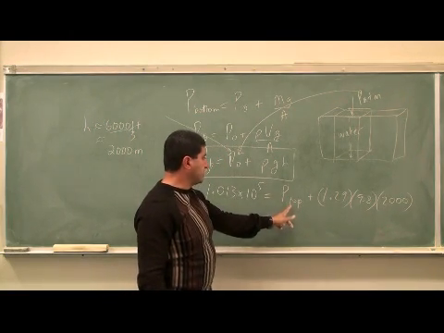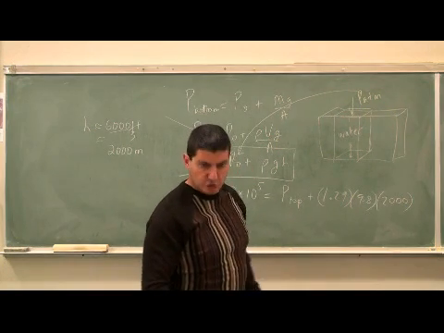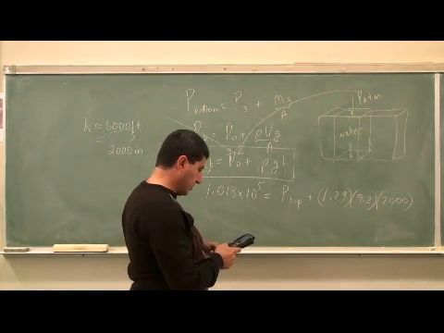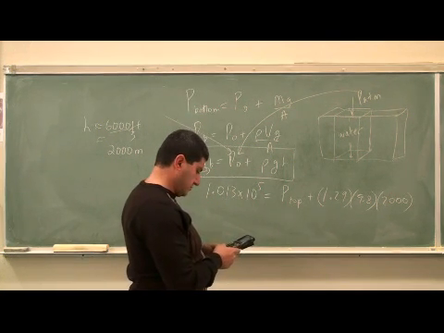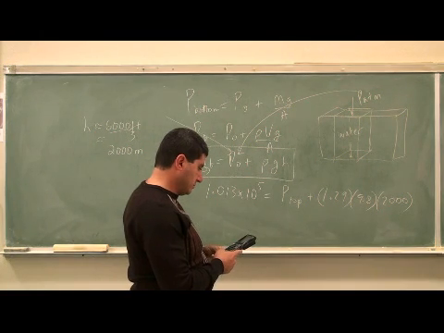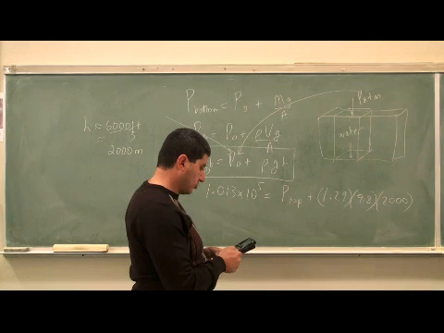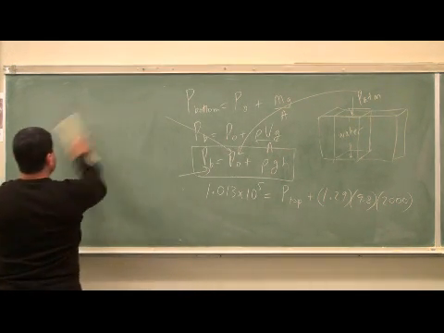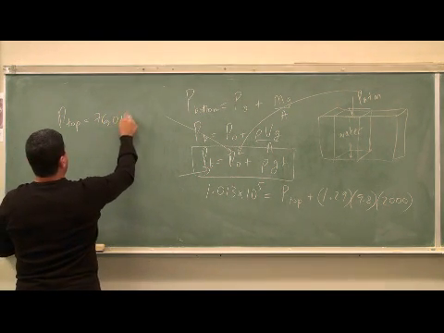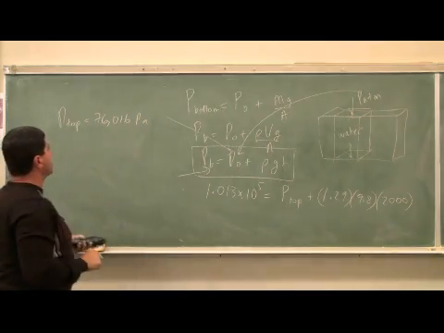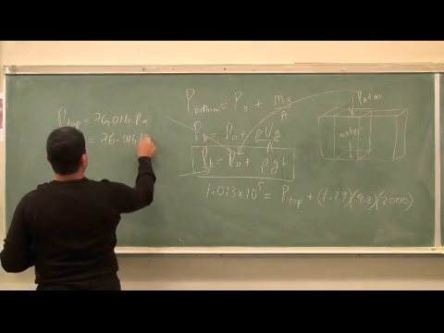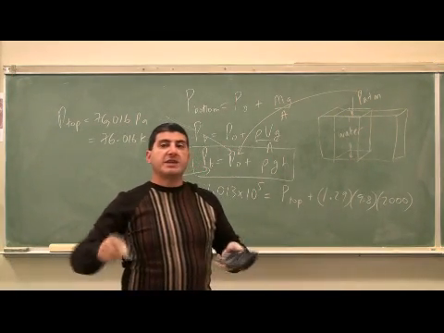now to calculate P top, you take all this stuff, you bring it over here, and let's calculate that. Here's my calculator. 1.013 times 10 to the power 5 minus 1.29 times 9.8 times 2,000. 76,016. So P top of the mountain is equal to 76,016 pascals, or 76.016 kilopascals.